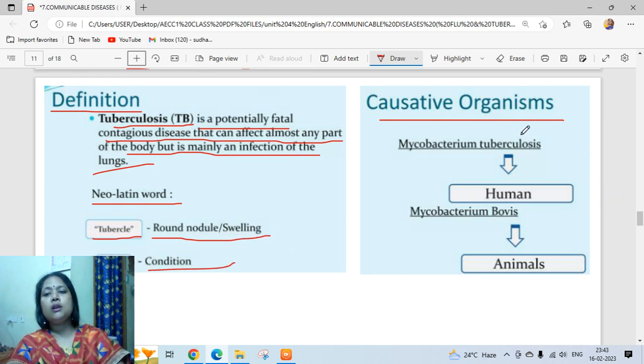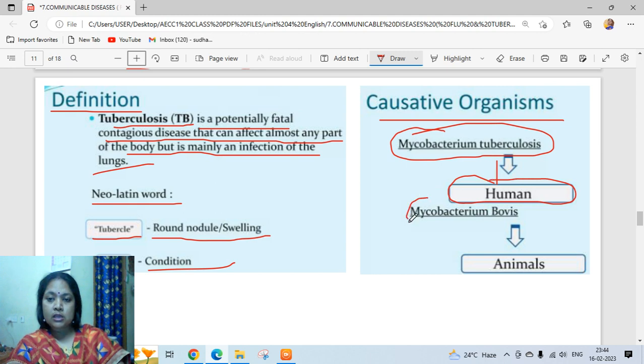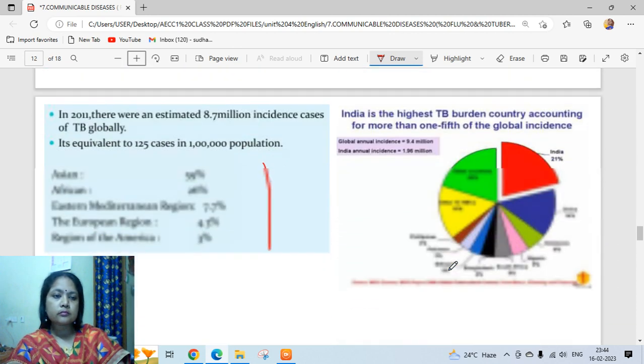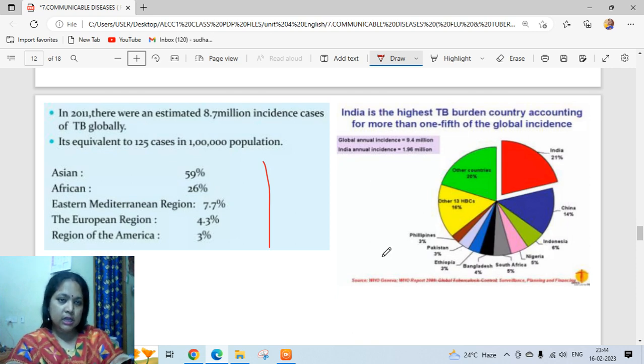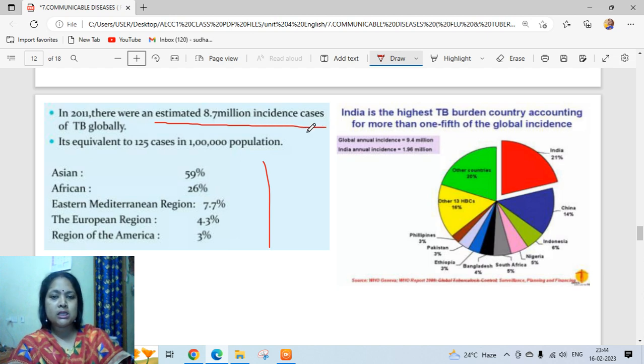Then what are the causative organisms? It is caused by Mycobacterium tuberculosis, which enters the human body, and Mycobacterium bovis, which goes to animals. In 2011, there were an estimated 8.7 million incident cases of TB globally, equivalent to 125 cases per 1 lakh population.